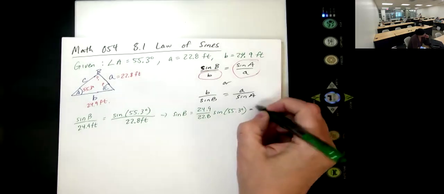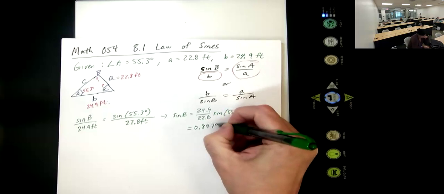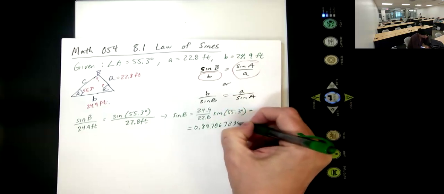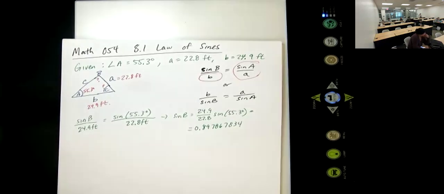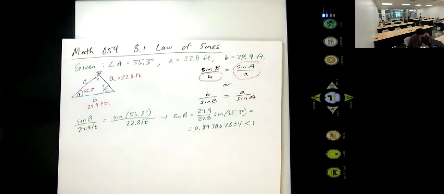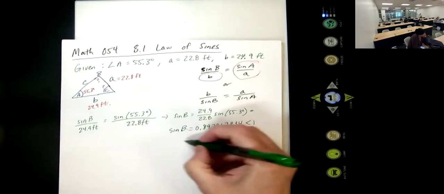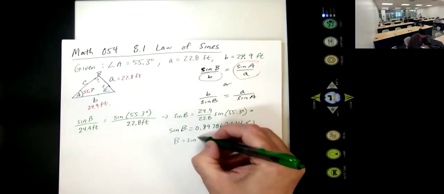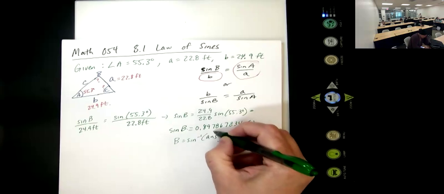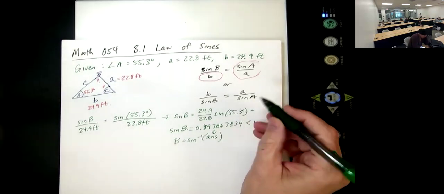I'm getting 0.8978678334. This is less than 1, so we may have a second triangle. So to find my angle, I'm going to do B equals sine inverse of that, and I get 63.9 degrees.